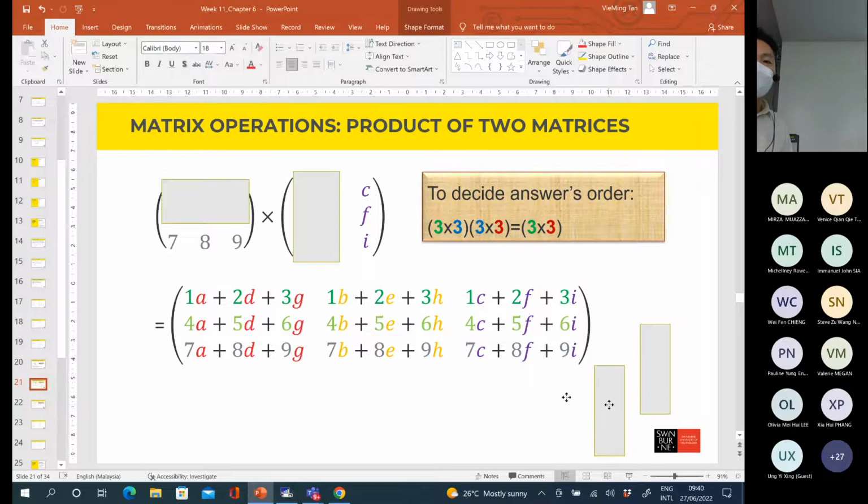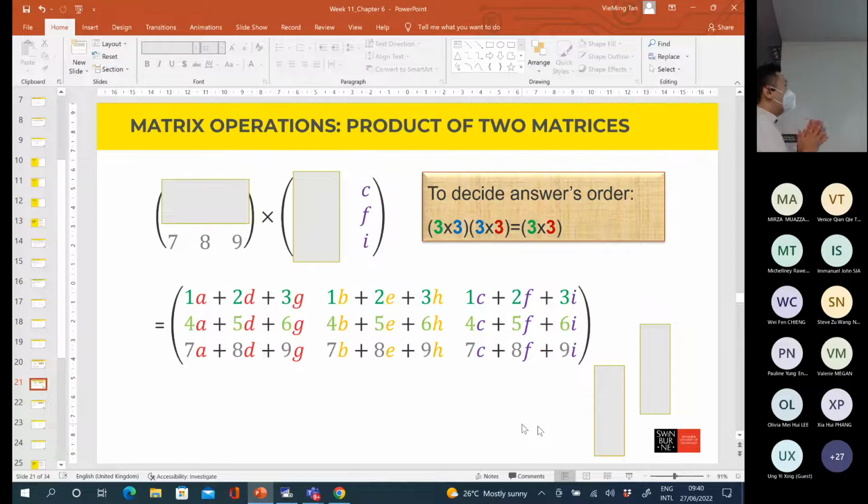So let's try to perform now. 7 multiply C, you'll get 7C, plus 8 multiply F, plus 9 multiply I. So you'll get this element. So for matrix multiplication, if you need to perform this, probably it's new for you. You need to do some exercises and practice in order to become familiar with the steps involved. But it's playing around with the number of rows and number of columns.